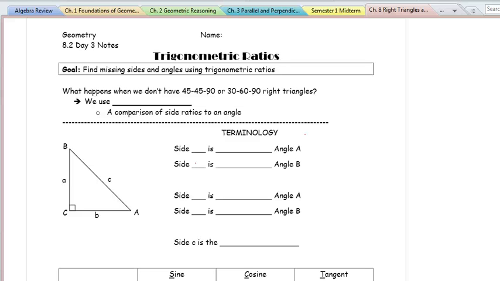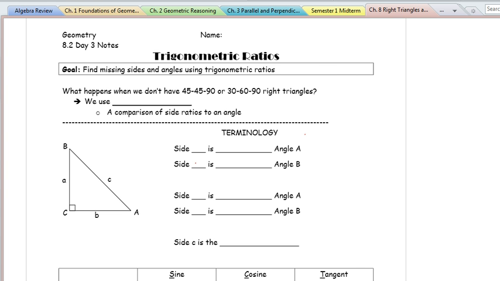Alright, we've learned many different ways to find sides and angles of a triangle. We've talked about the Pythagorean theorem, we've talked about the triangle sum theorem, where we know all the angles add up to 180. We've talked about a lot. Okay, we don't always have these shortcuts that we can use. Instead, we have different kinds of shortcuts that we're going to use, and those are called trigonometric ratios. So your goal today is to be able to find missing sides and angles using trigonometric ratios.